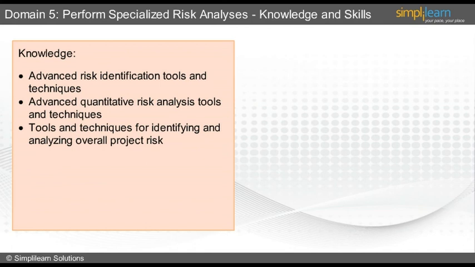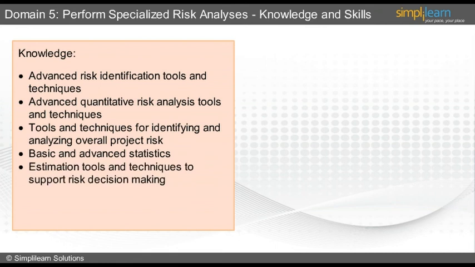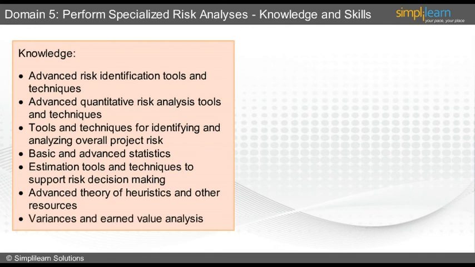Other knowledge requirements are basic and advanced statistics, estimation tools and techniques like cost-benefit analysis, advanced theory of heuristics, and other sources of cognitive bias, and finally, variance analysis using the earned value method. The details of the above skills can be obtained by reading the PMBOK. We have covered some of the tools in the future lessons.